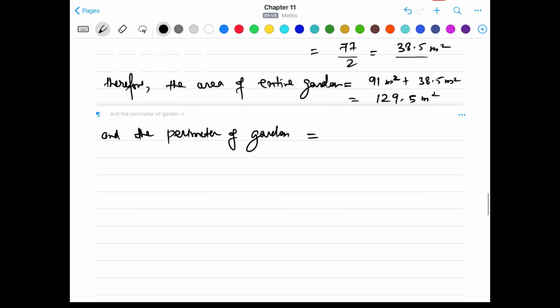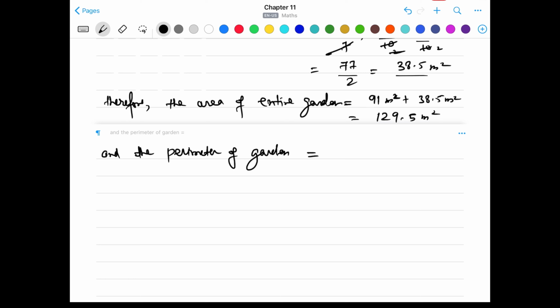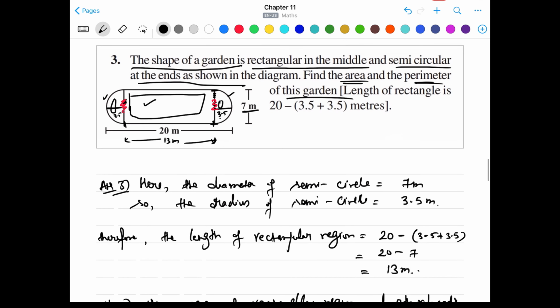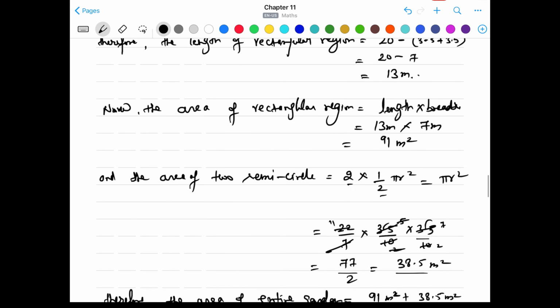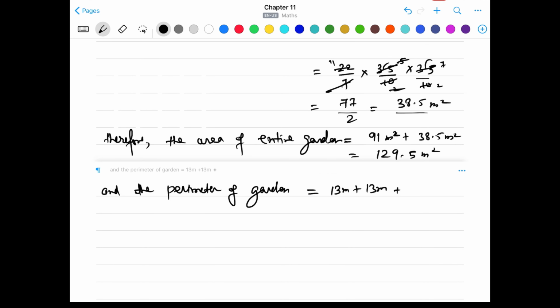So its perimeter will be the sum of the perimeter of two semicircles, plus only the two opposite sides of the rectangular field, and that will be 13 meter plus 13 meter. That is these two sides. Then we have the semi perimeters of the 2 circles, meaning the perimeter of one entire circle, that is 2 pi r. So this 13 plus 13 will be 26 meter, and we have 2 pi, let's take 22 by 7, and r is 3.5.